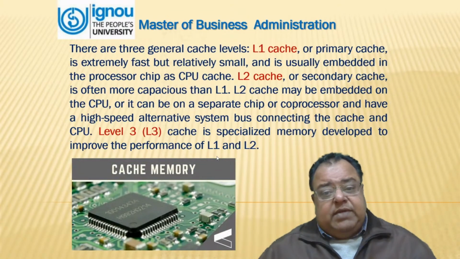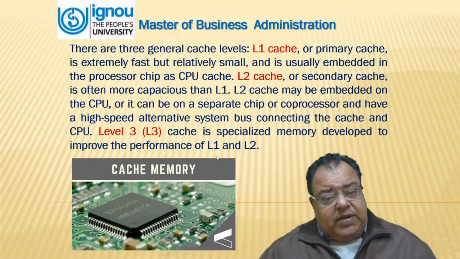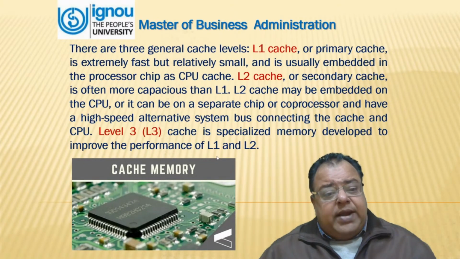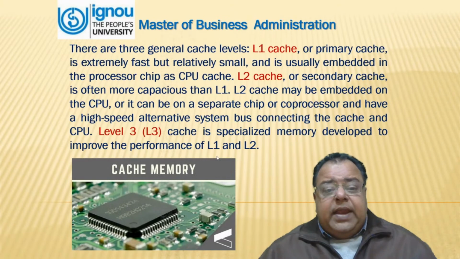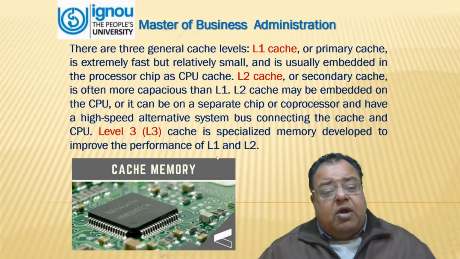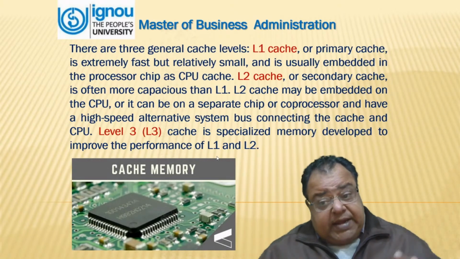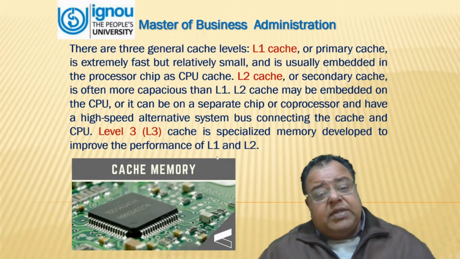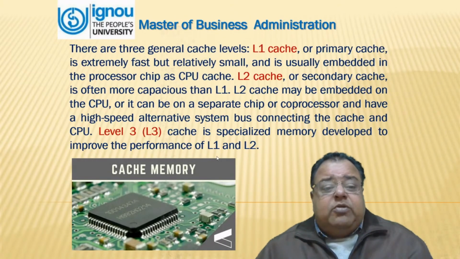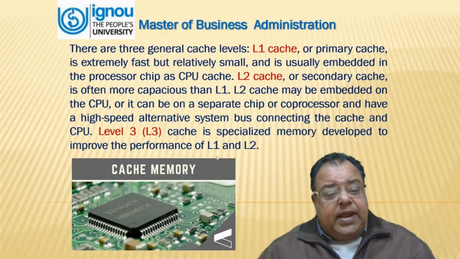There are three general cache levels. L1 cache, or primary cache, is extremely fast but relatively small and is usually embedded in the processor chip as CPU cache. L2 cache, or secondary cache, is often more capacious than L1. L2 cache may be embedded on the CPU or it can be a separate chip or coprocessor with a high-speed alternative system connecting the cache and CPU. Level 3 cache is specialized memory developed to improve the performance of L1 and L2.